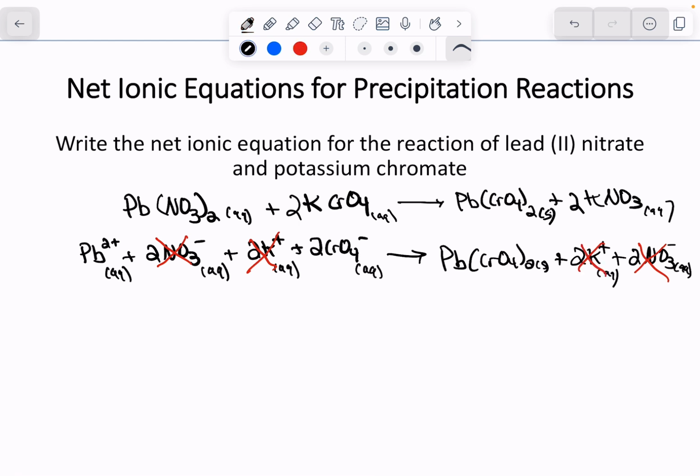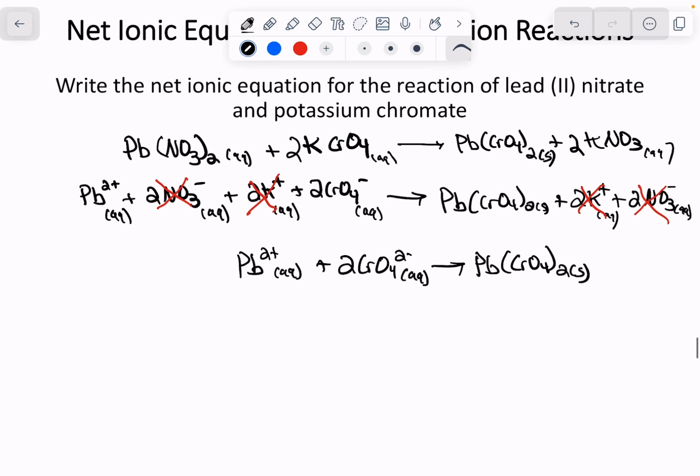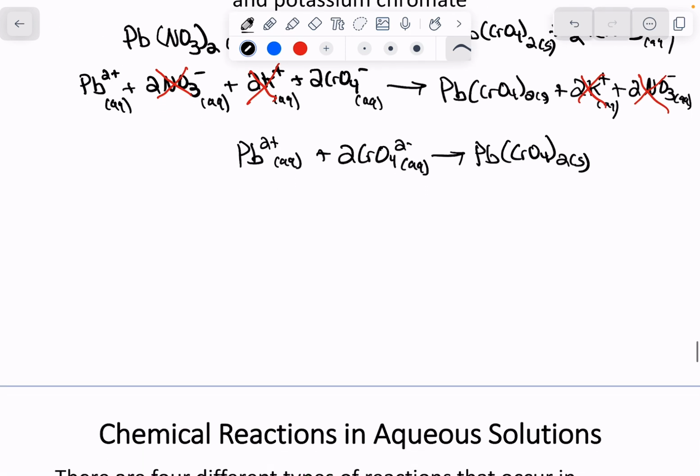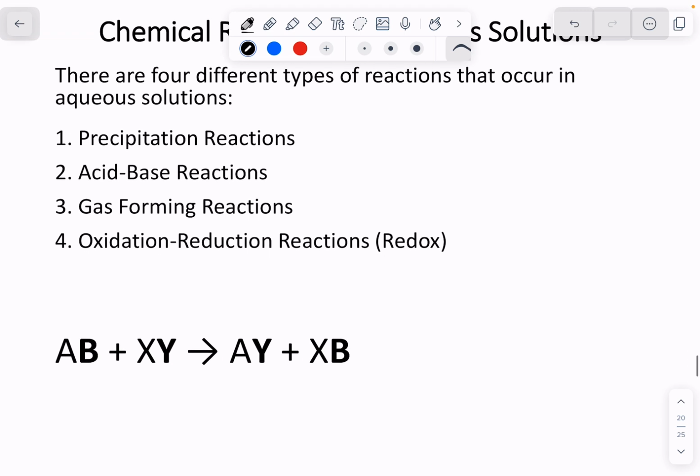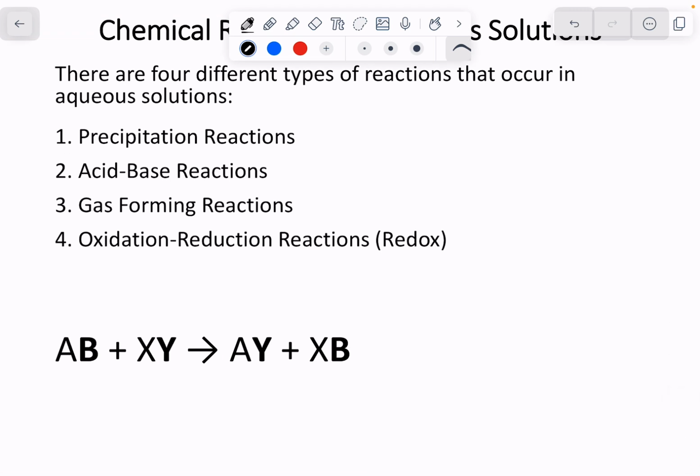And so my net ionic equation is going to be Pb2+ aqueous plus CrO4 2- aqueous goes to PbCrO4 solid. So that's an example of a net ionic. And I know that we're going to do more examples of that. So up next, we're going to finish things off by talking about gas-forming reactions. So I'm going to stop here on this section and then end up talking about gas-forming reactions. I'll be back shortly.